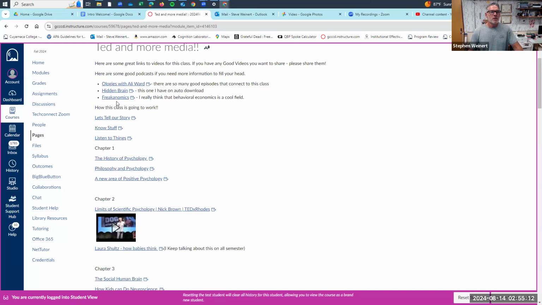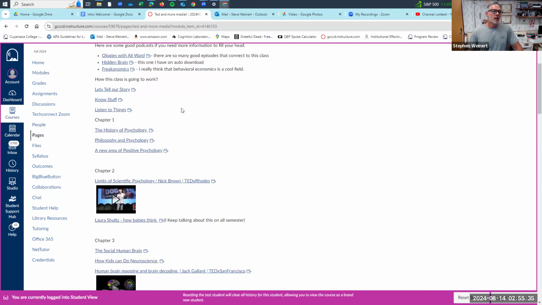And also Freakonomics. There's a really cool study of behavioral economics. If you like business, and if you like the way that the world works, not just the way people work, Freakonomics is a combination of economics, which is finance and business, and then sociology and psychology mixed together. It's really, really cool. There's really neat stuff in there.